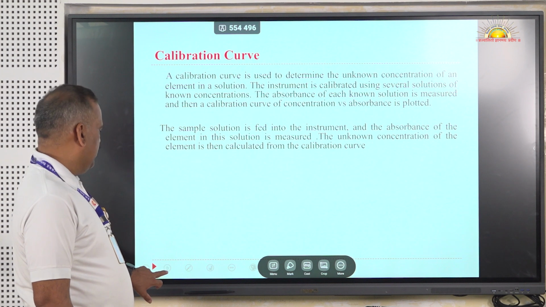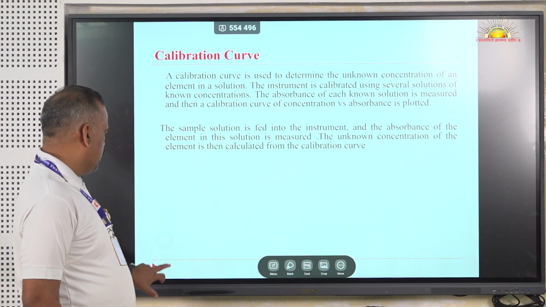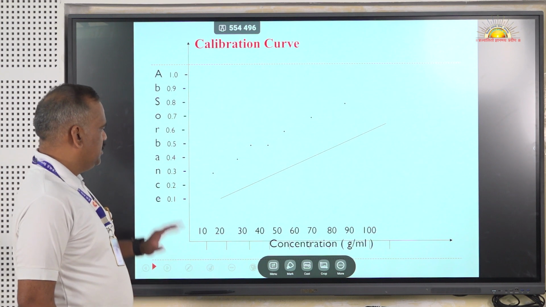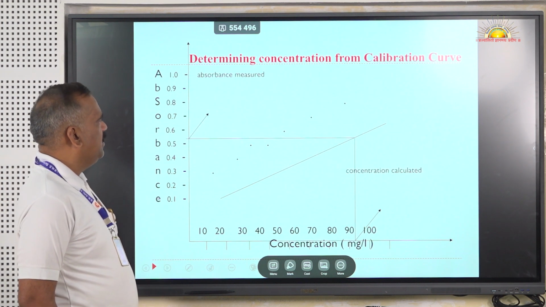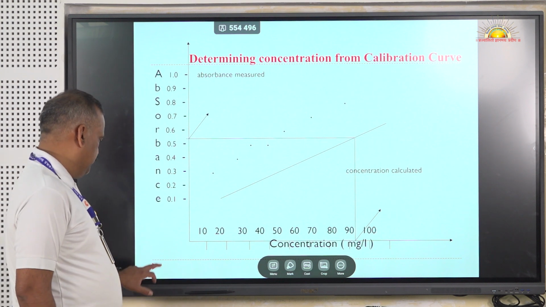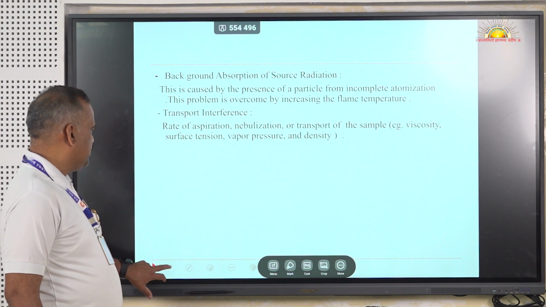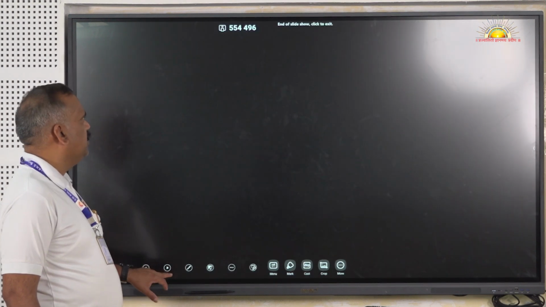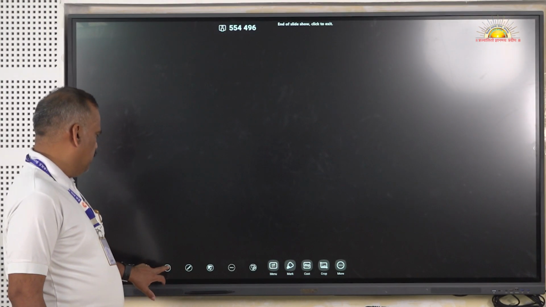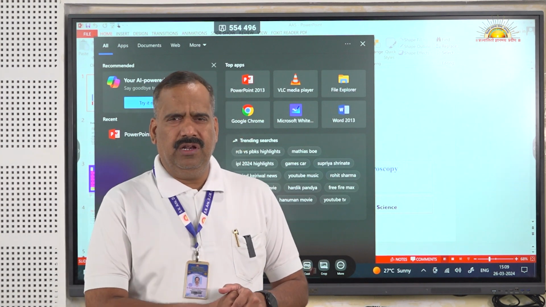And then calibration. By using the calibration curve we can determine the concentration of the unknown. This is the calibration curve, and by using its slope the concentration is calculated. Then interferences, the different problems, and how the interferences can be resolved. This is all about the atomic absorption spectrophotometer.